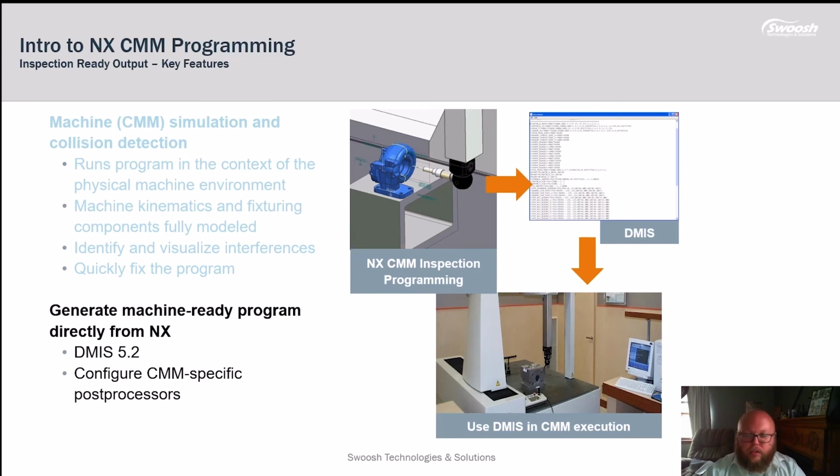For Wenzel machines, they have their own package. Zeiss has some of their own stuff that can be Calypso or DMIS, or can run on both. It's really a very flexible tool that we can set up to be exactly how you want to see it within your organization.